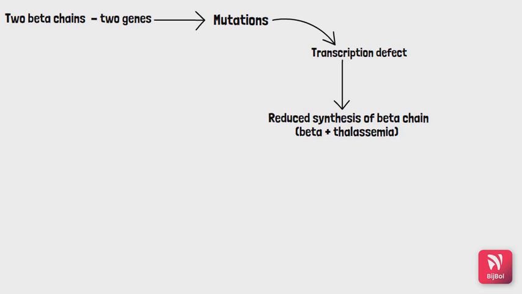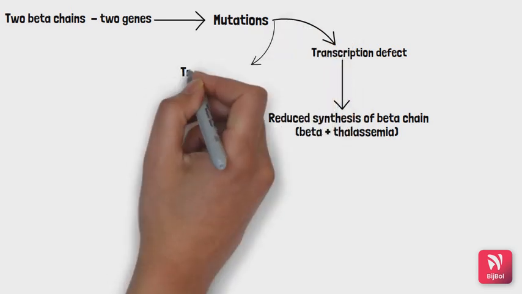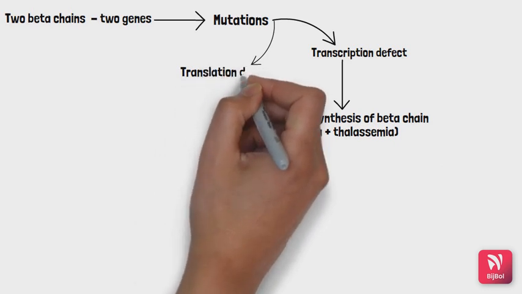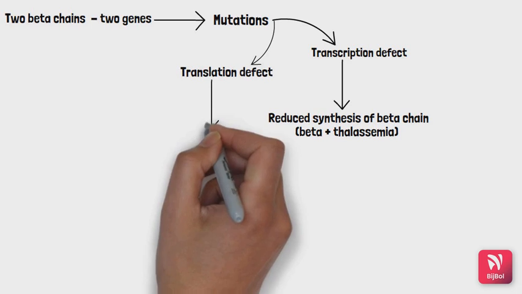Or if the defect is in the translation, a translation defect results in no synthesis of beta chain. Beta chain itself will not form.